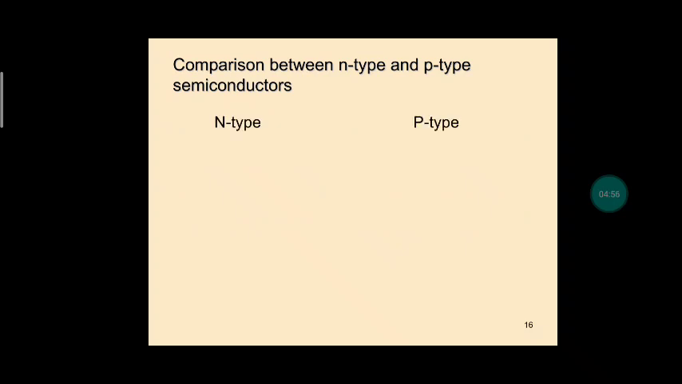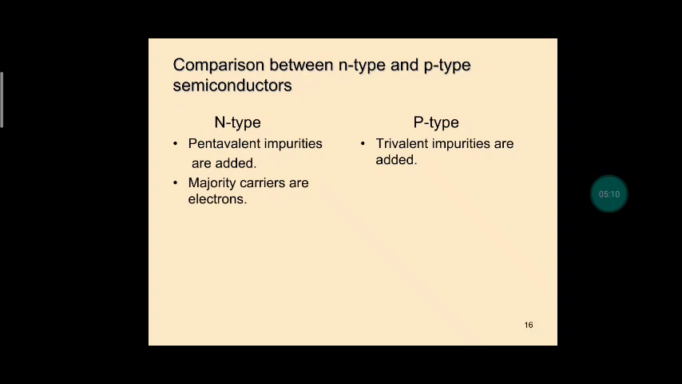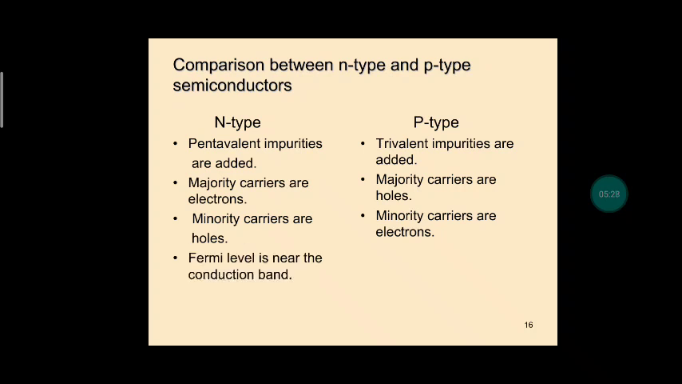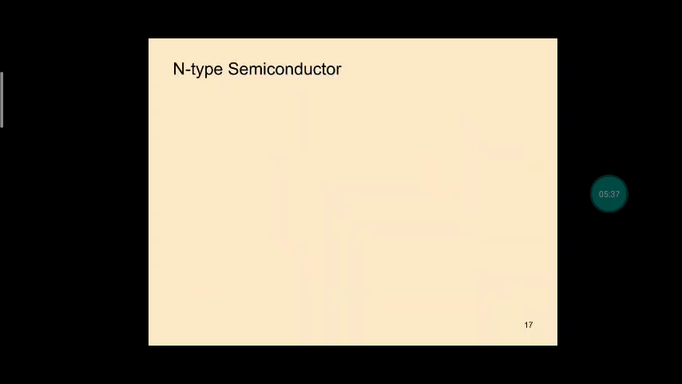Comparison between n-type material and p-type material of semiconductor. In n-type material, pentavalent impurities are added to the semiconductor. In p-type semiconductor, trivalent impurities are added. In n-type, the majority charge carriers are electrons and the minority charge carriers are holes. In p-type, the majority charge carriers are holes and the minority charge carriers are electrons. The Fermi energy level is nearer to the conduction band for n-type, and nearer to the valence band for p-type.